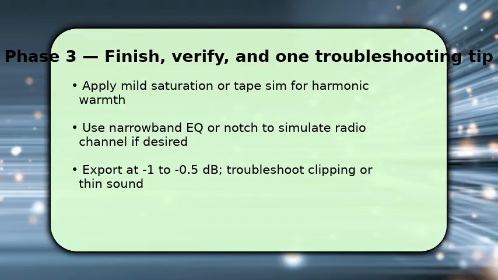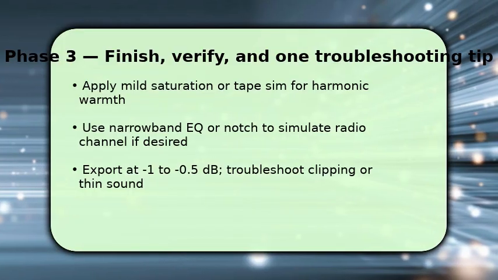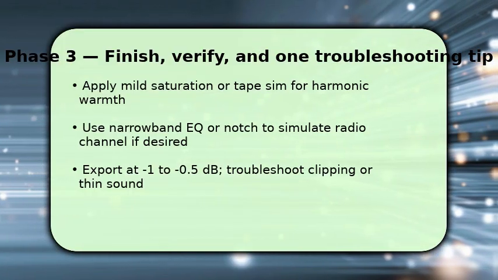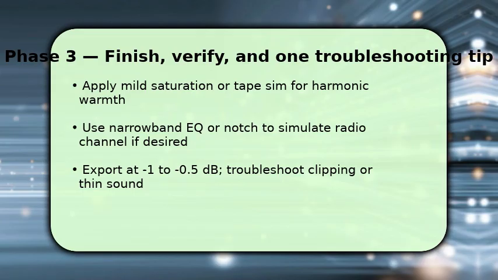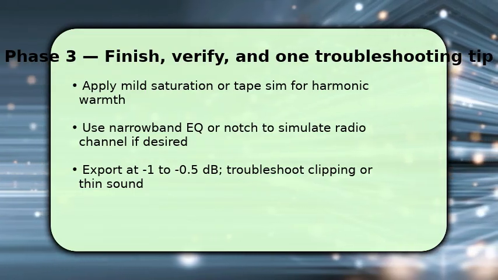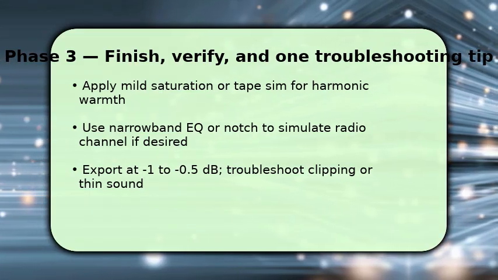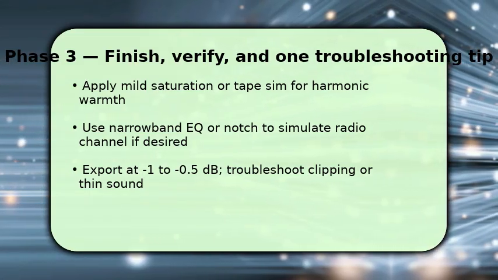Finish by adding character. Insert a saturation or tape emulator plug-in lightly to add harmonics that emulate vintage radio hardware. This makes the voice feel richer. If you want a classic telephone or AM sound, use a narrowband EQ or notch filter to limit bandwidth around 300 to 3400 Hz, tweak to taste.